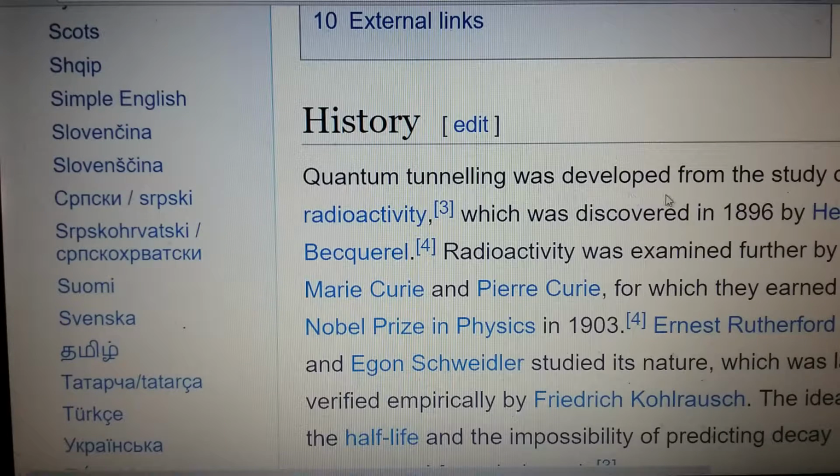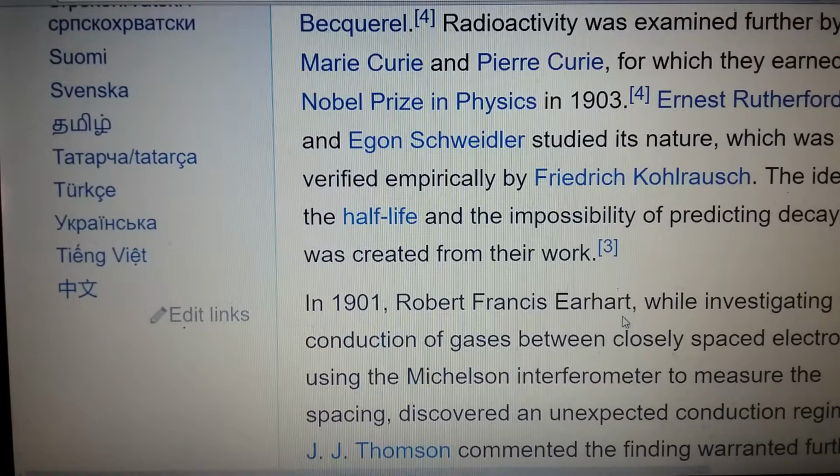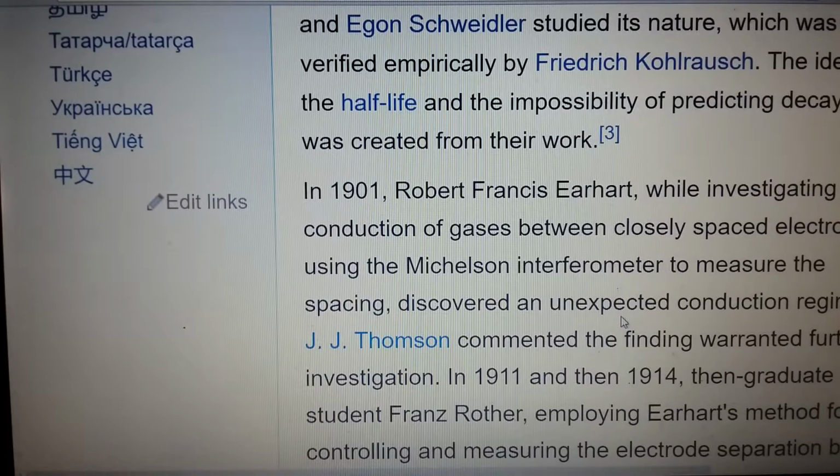Quantum tunneling was developed from the study of radioactivity, which was discovered in 1896 by Henry Becquerel. Radioactivity was examined further by Curie. The idea of half-life and the impossibility of predicting decay was created from their work.